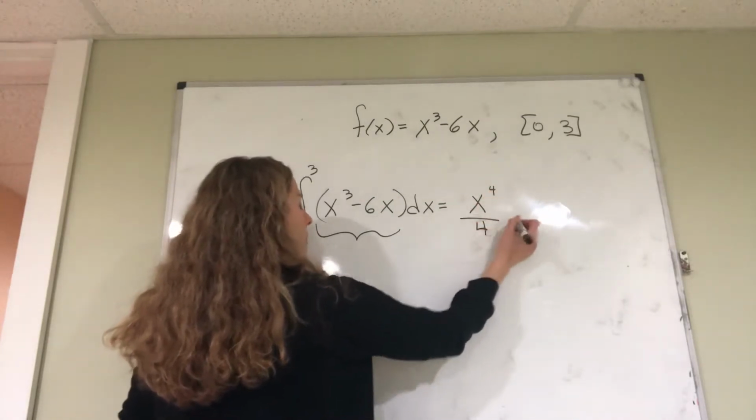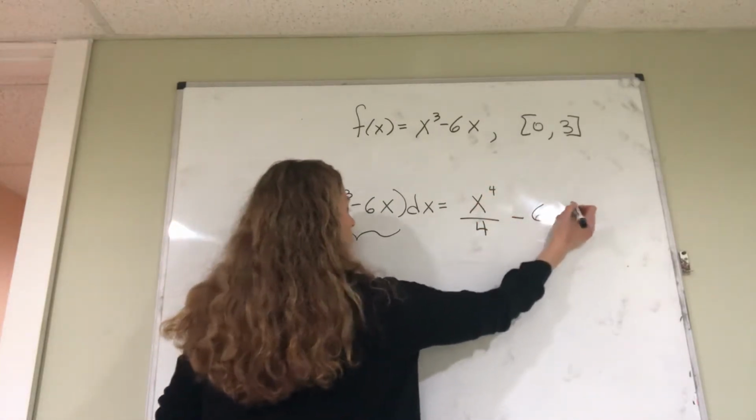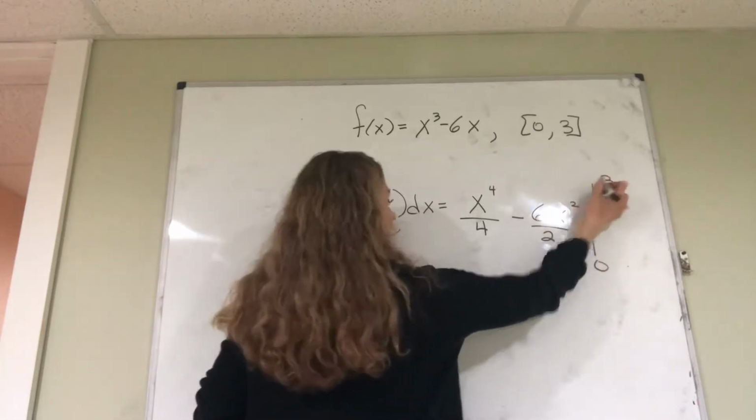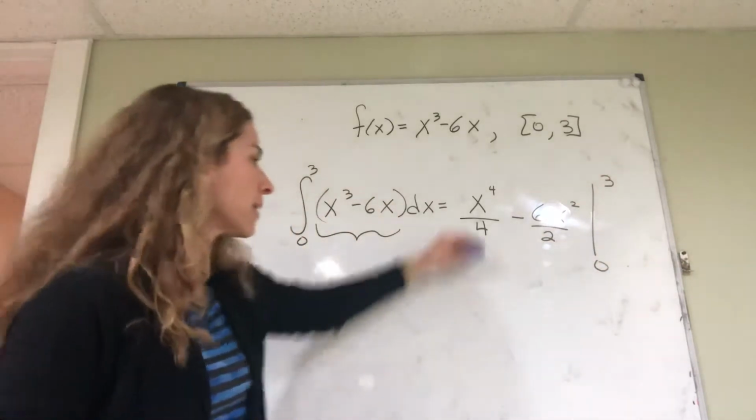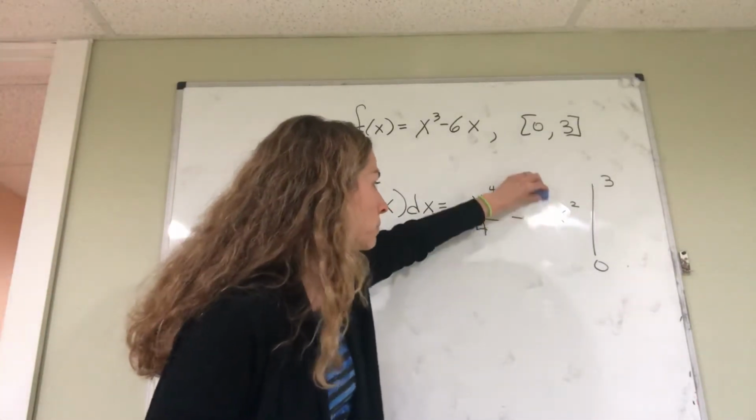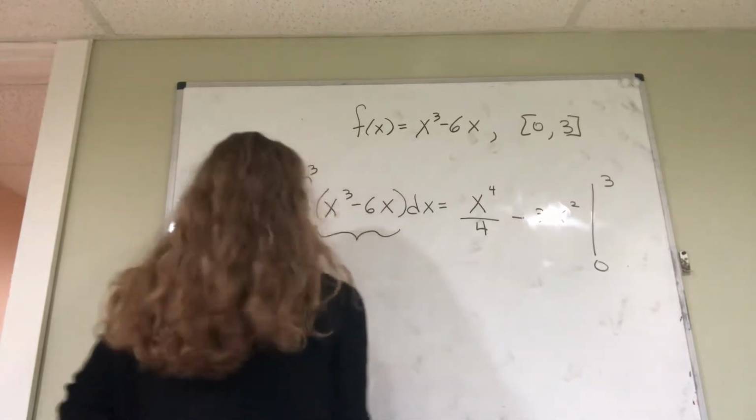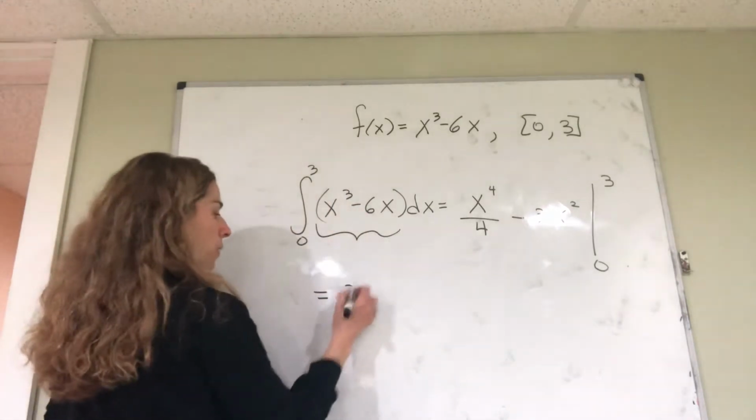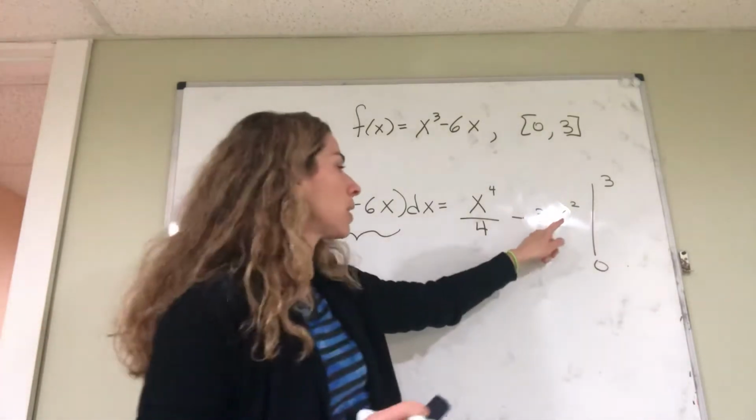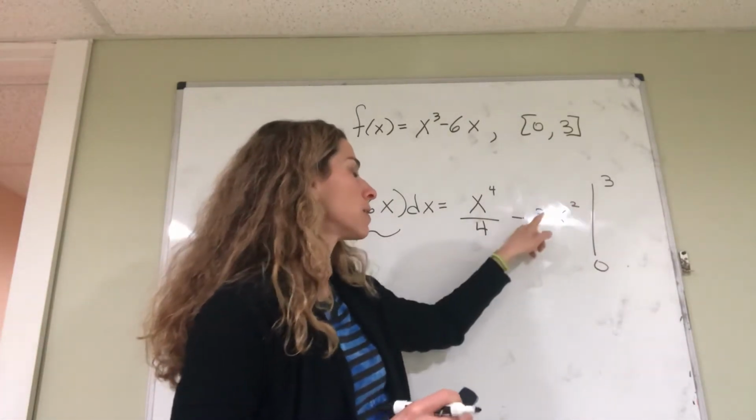So this is our function, and we need the antiderivative, which is x to the fourth over 4 minus 6x squared over 2. And then we need to evaluate it between 0 and 3. Just to simplify it, 6 divided by 2 is 3, so I'll just rewrite this as a 3. Now we're going to plug in the upper limit first. So it's going to be 3 to the fourth over 4 minus, and when I plug in a 3 here, it's going to be 3 squared times 3.